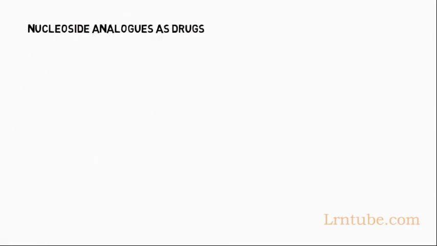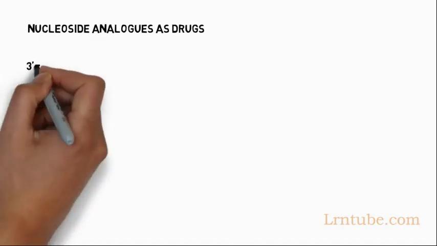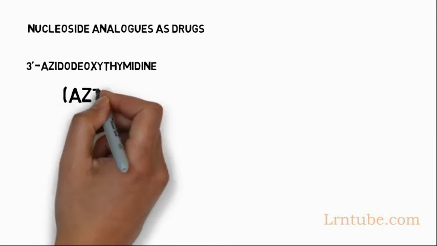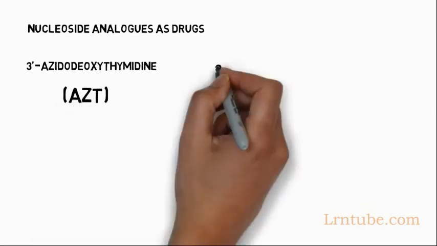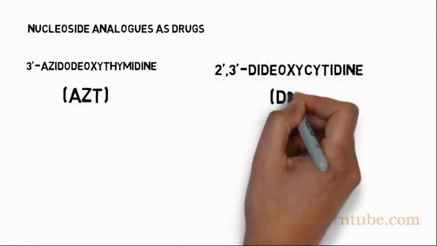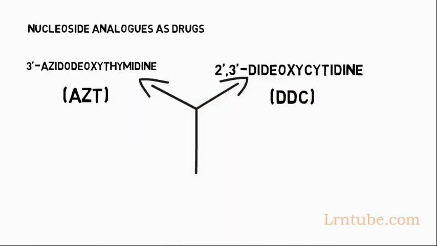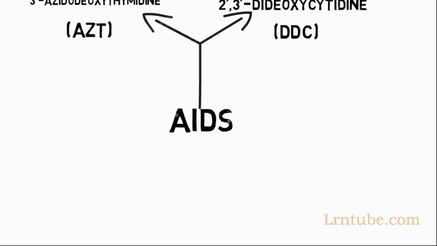Nucleoside analogues as drugs. The two nucleoside analogues, that is 3-azido-deoxythymidine, that is AZT, and 2,3-dideoxycytidine, DDC, have been therapeutically used for the treatment of acquired immune deficiency syndrome, that is AIDS.